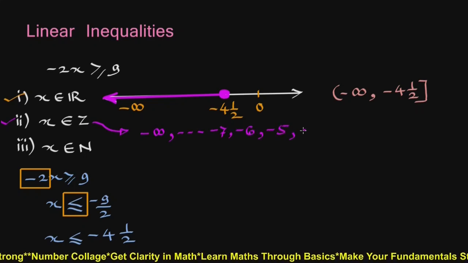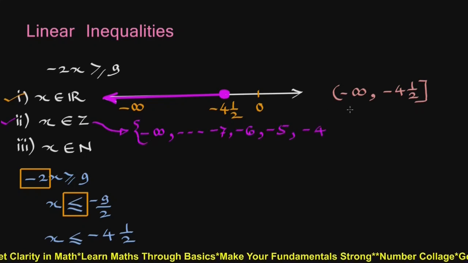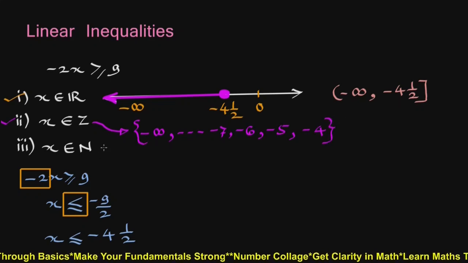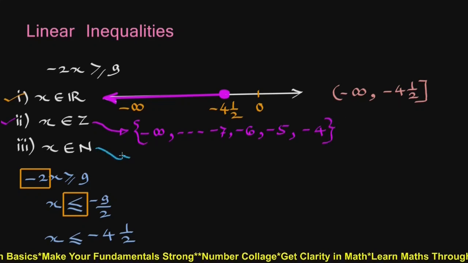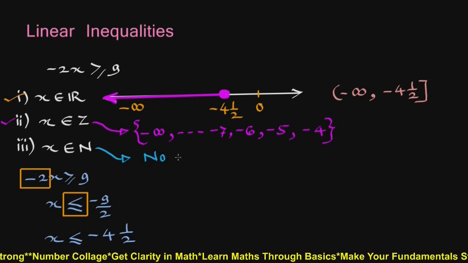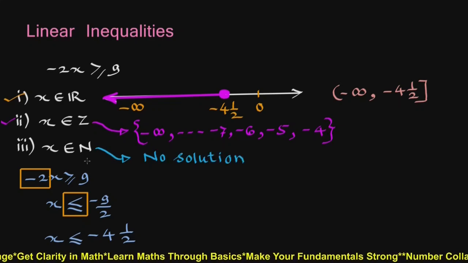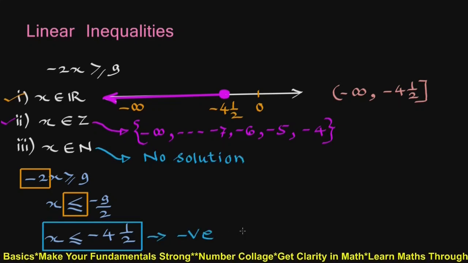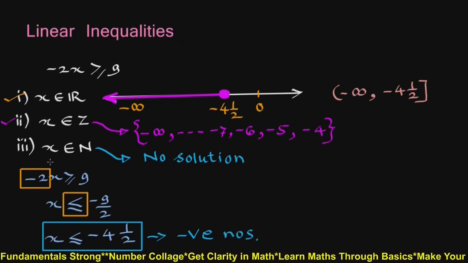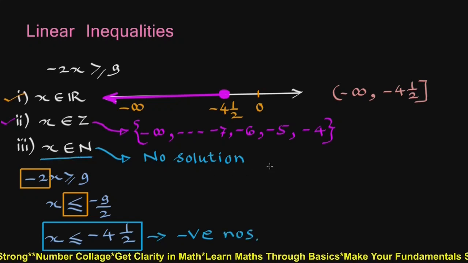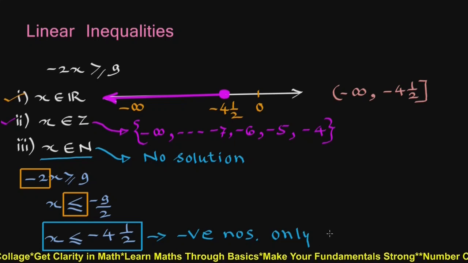Secondly, when x is an integer, the solution will be from minus infinity, minus 7, minus 6, minus 5 and minus 4. This will be the solution set. And when x is a natural number, there will be no solution, because in this solution there are negative numbers only, and natural set contains only positive numbers.